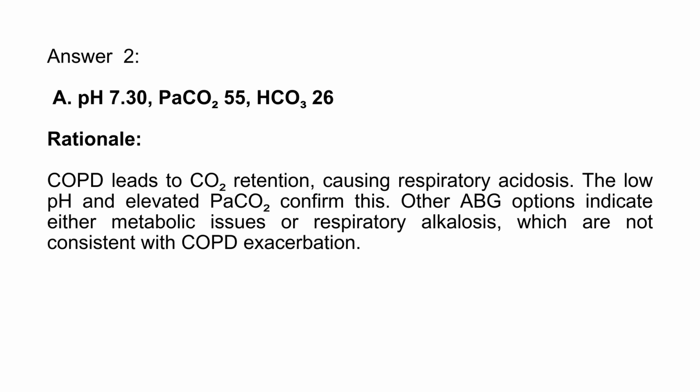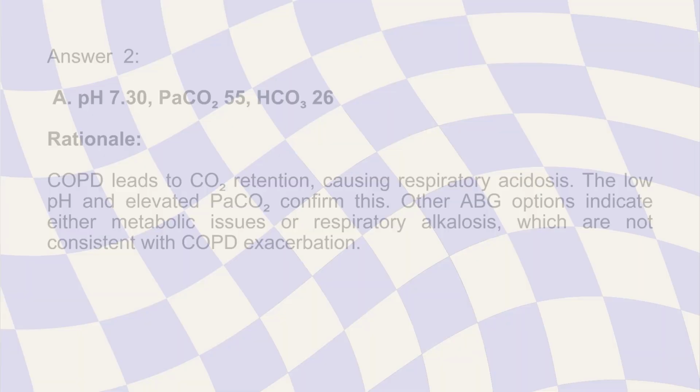2. A. pH 7.30, PaCO2 55, HCO3 26. Rationale: COPD leads to CO2 retention, causing respiratory acidosis. The low pH and elevated PaCO2 confirm this. Other ABG options indicate either metabolic issues or respiratory alkalosis, which are not consistent with COPD exacerbation.